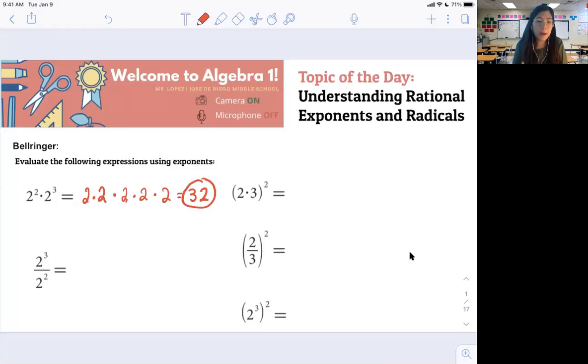I have a fraction here, but I still have a base number and an exponent. So I'm still doing the same kind of thing, except here I'm doing 2 times 2 times 2 over 2 times 2. So what do I get in the numerator? What's 2 times 2 times 2? 2 to the power of 3. 8. We got 8 in the numerator. And then 2 times 2 in the denominator? 4. And what is 8 divided by 4? 2. We end up with 2.